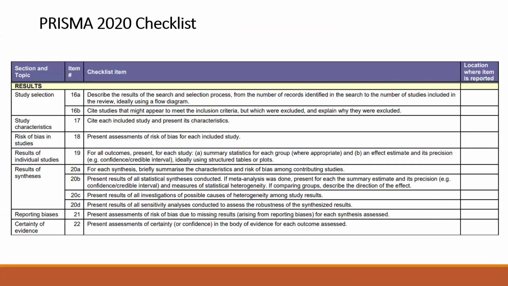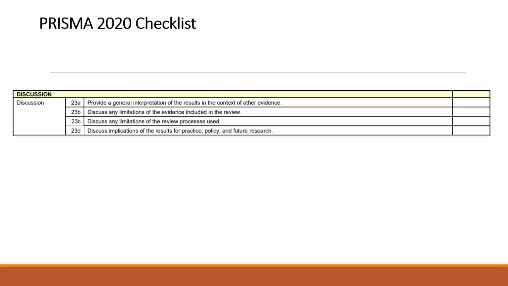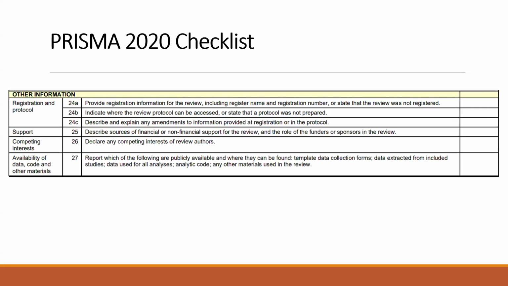So this is the same thing that I had discussed. Next comes the discussion. Here also you have to mention the interpretation of your results, what their limitations were, and what implications you are going to convey for future research. That also you have to write with the page number where you have reported it.